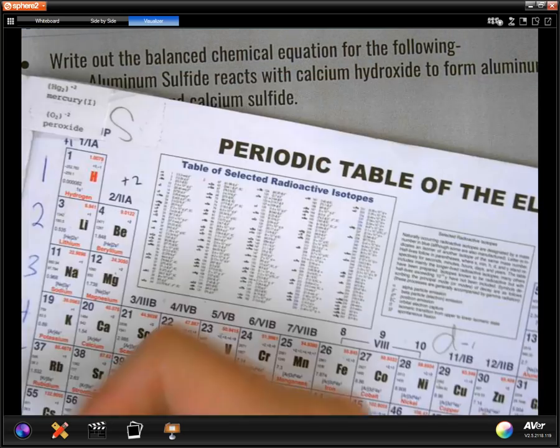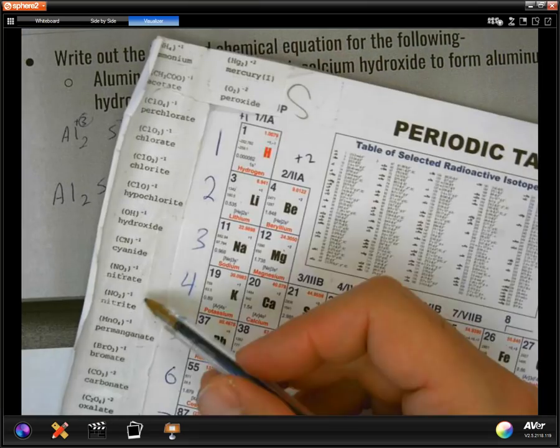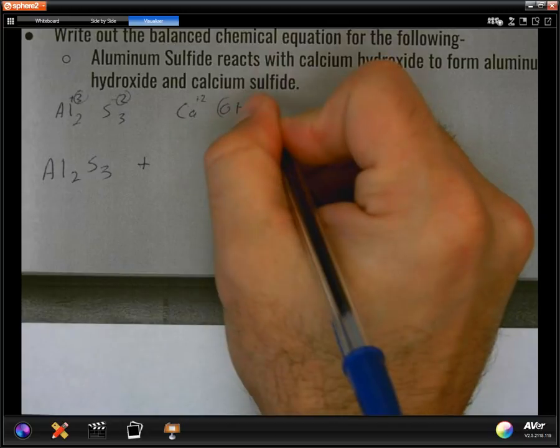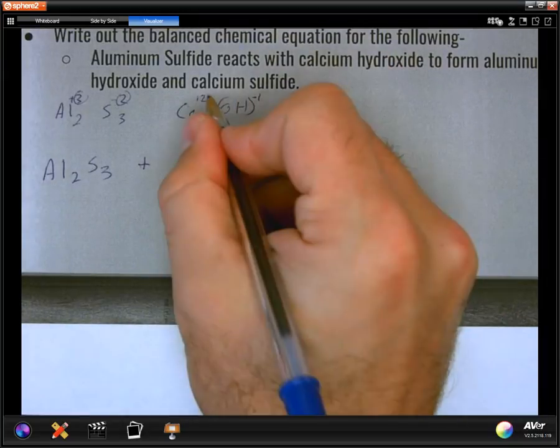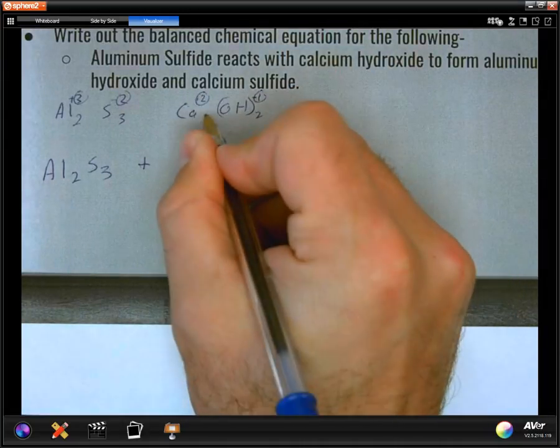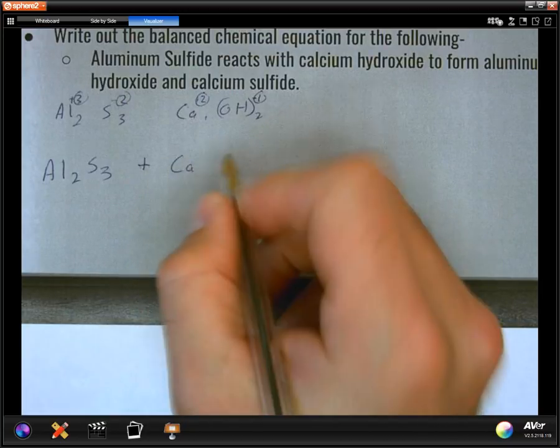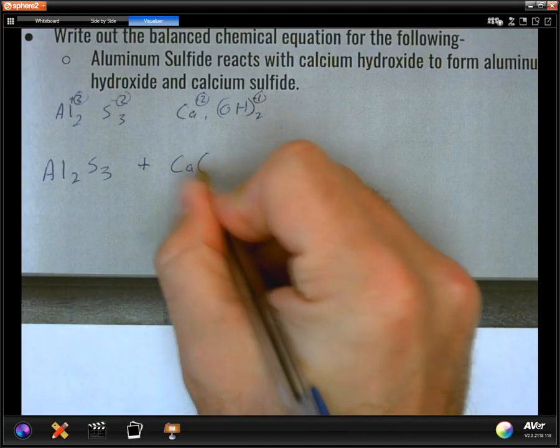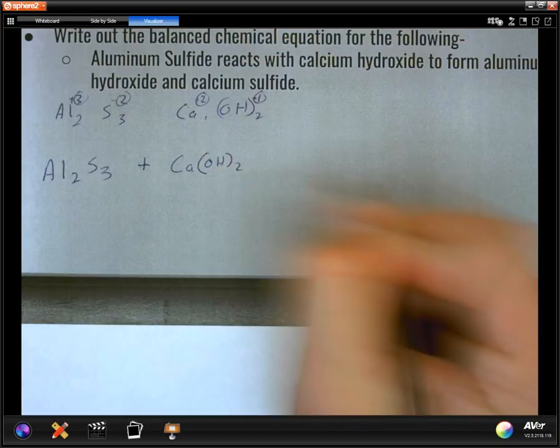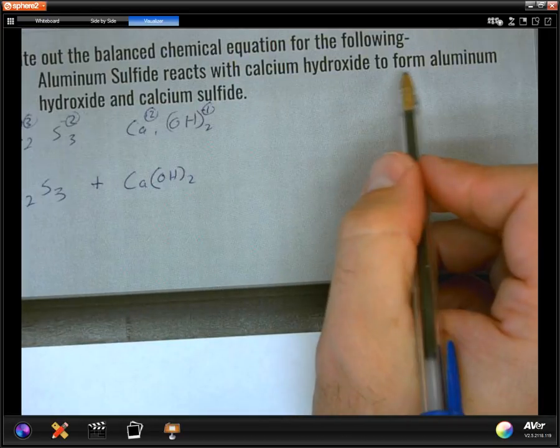Hydroxide over here is a -1. It's on the side here. Again, you guys should all be review. Again, that 2 goes here, that 1 goes here, and then I rewrite it nice and clean as Ca(OH)2. Now it says to form aluminum hydroxide.